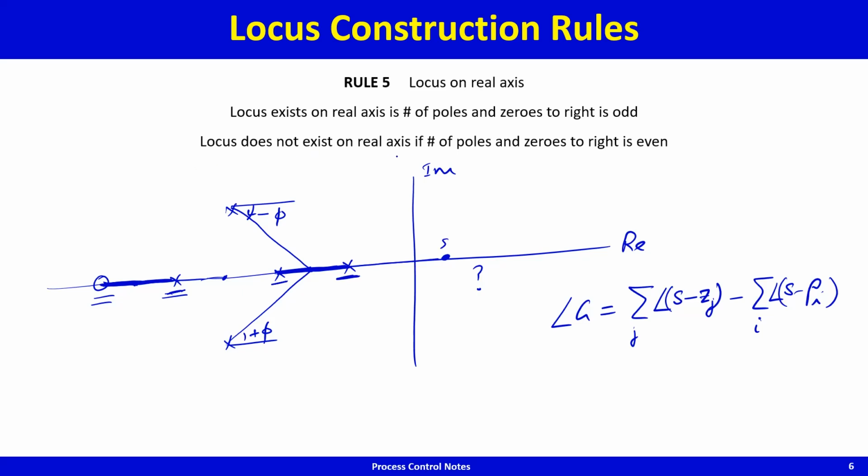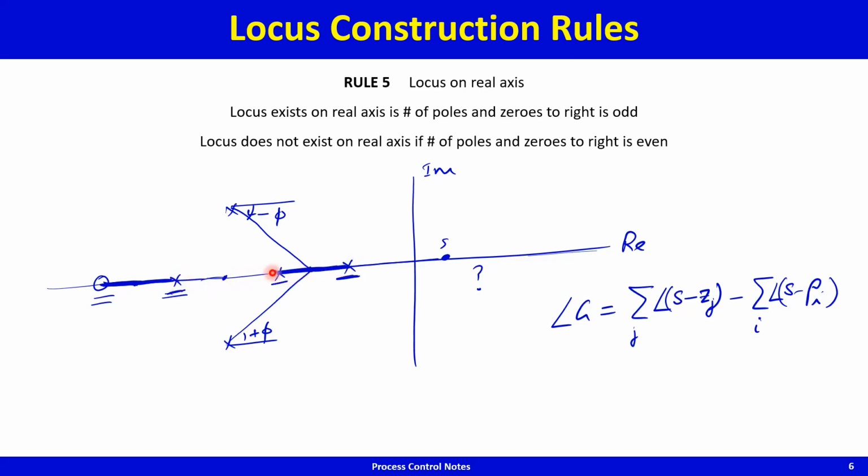Locus does not exist on the real axis if the number of poles and zeros to the right is even. So in this example, over here in this section, the number of poles and zeros to the right is 0. That's not an odd number, so locus does not exist in this part. Over here, the number of critical points, that means open loop poles and zeros, to the right is 1, which is odd, therefore locus exists here.